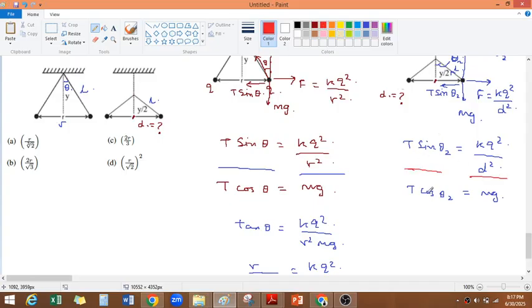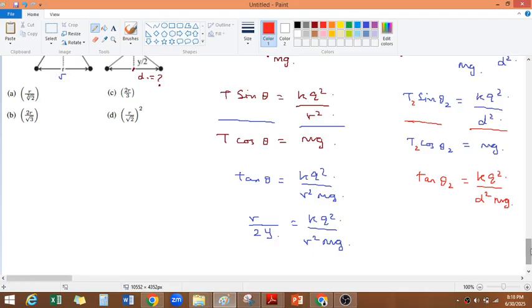If I do equation 1 by equation 2, if you want you can write it as T1, T2. So T2 will cancel, so sin theta by cos theta will become tan theta 2. The reason I am writing it as theta 2 is because you should understand that this theta and this theta are not the same, otherwise we will make a mistake. Tan theta 2 equals kq squared by d squared mg.